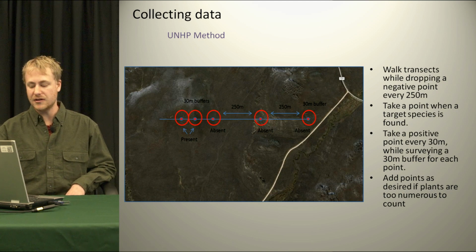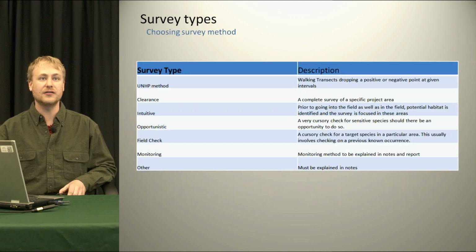Okay, so now let's go back and revisit the survey methods. So you'll be prompted on filling out a number of different survey types. The first one is the UNHP method. This is our method for capturing absent and positive points. Essentially, this is just walking intervals of 250 meters, taking absent points. As soon as you run into a target species, you stop and take a point there, and you continue taking points until you have covered that area of the target species.